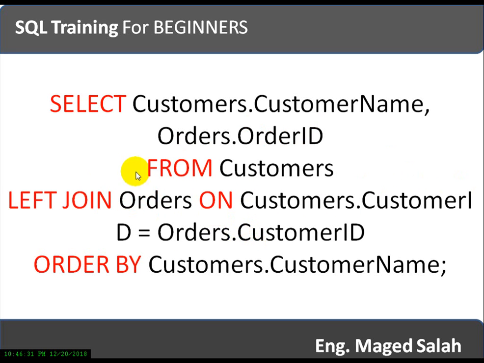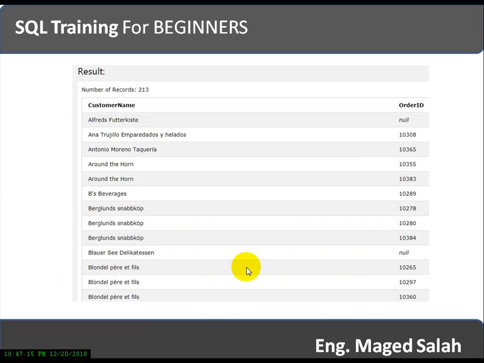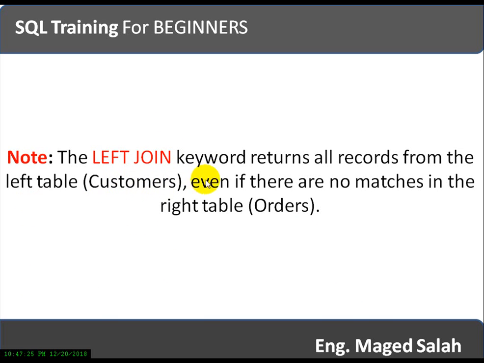SQL LEFT JOIN example: SELECT Customers.CustomerName, Orders.OrderID FROM Customers LEFT JOIN Orders ON Customers.CustomerID = Orders.CustomerID ORDER BY Customers.CustomerName. Great. So the result here is a number of records, 213. Note: the LEFT JOIN keyword returns all records from the left table, Customers, even if there are no matches in the right table, Orders.